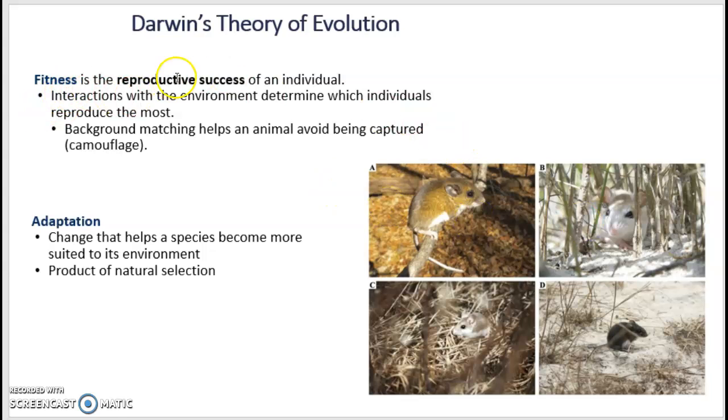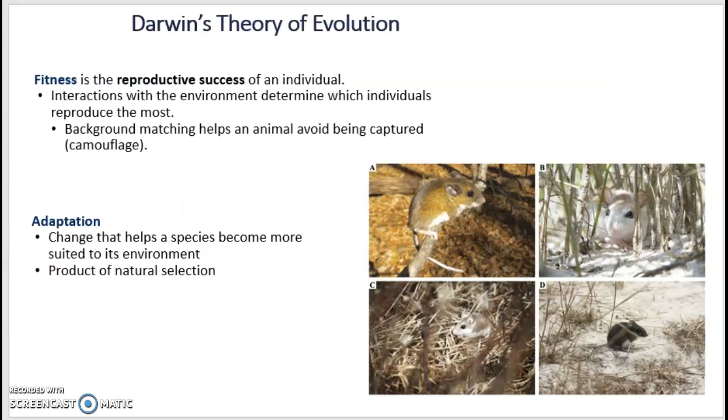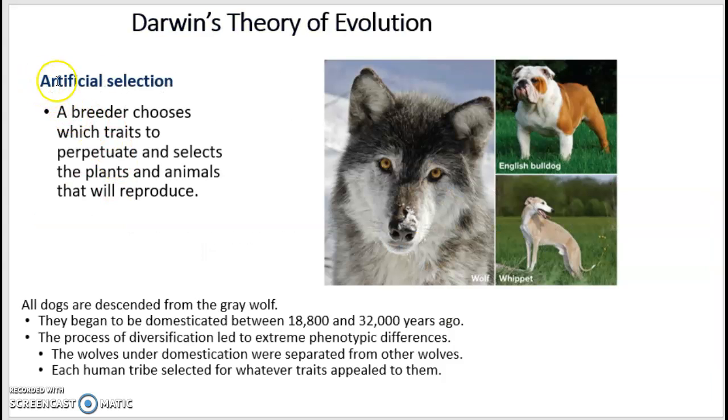So we have fitness, reproductive success of an individual, and adaptation, which is a change that helps the species become more suited to its environment. Okay, so we've been talking about natural selection, where the environment is what is selecting individuals that will reproduce. Now let's talk about artificial selection.